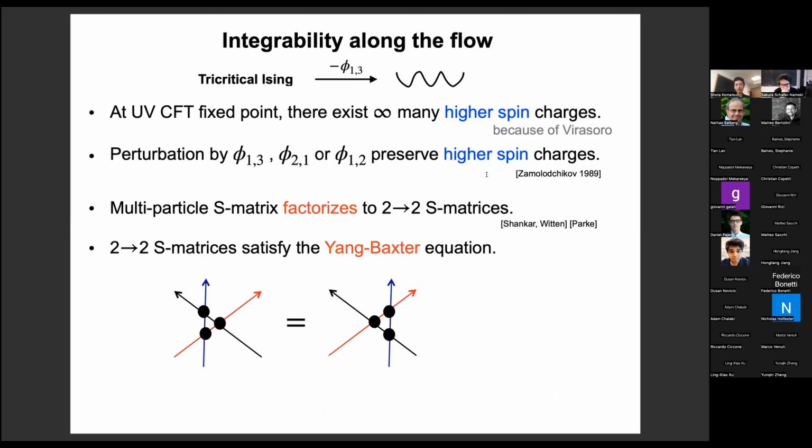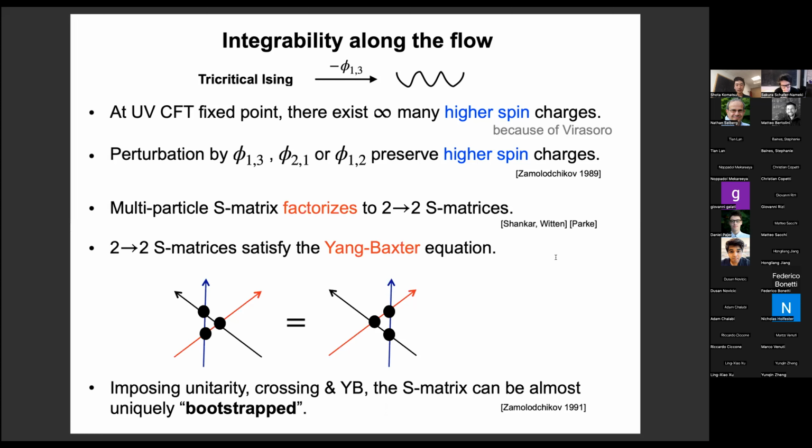And now, once we know that there are infinitely many higher spin charges conserved along the flow, you can immediately argue, using the argument by Shankar and Witten, that the multiparticle S matrix needs to factorize into a product of 2-to-2 S matrices. Furthermore, 2-to-2 S matrices need to satisfy the consistency condition called the Yang-Baxter equation.